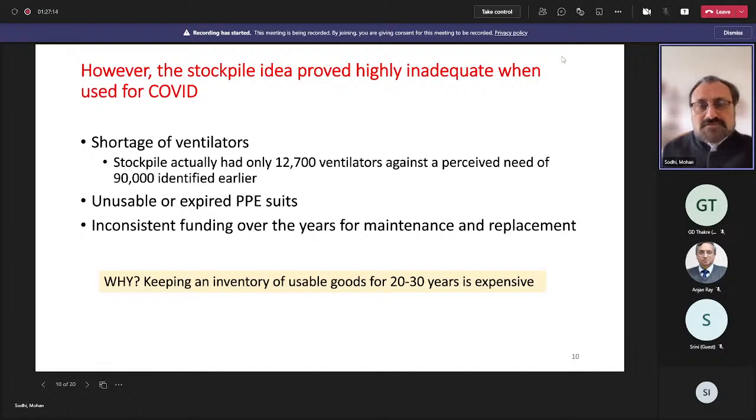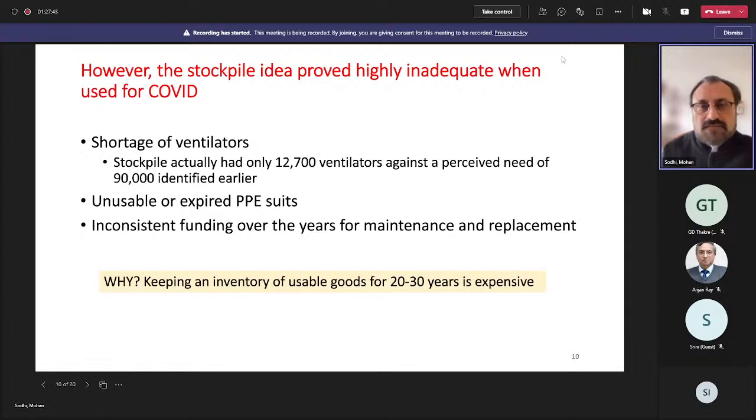The second thing was that many of the PPE suits were found to have already expired or otherwise become unusable. You store something for 10 years, 20 years. Obviously, if you're not looking at it every year, it's quite possible that it's expired, because not many medical things have a 20-year expiration date. They would have expired or otherwise become unusable. Who knows? Rats may have eaten something.